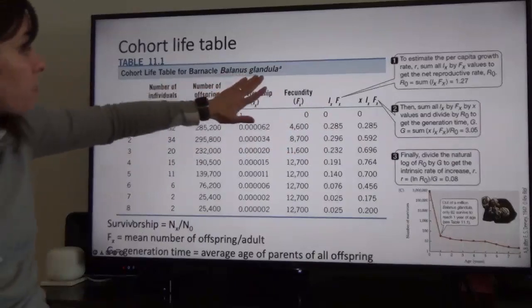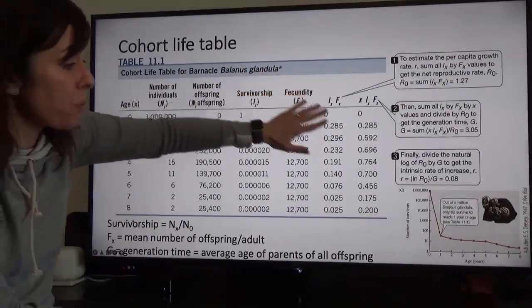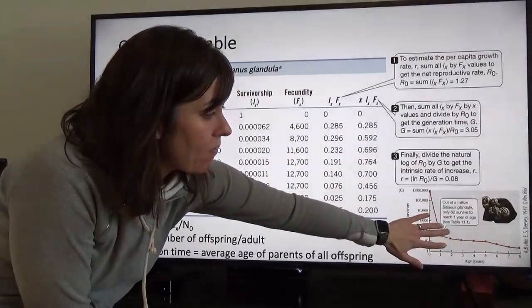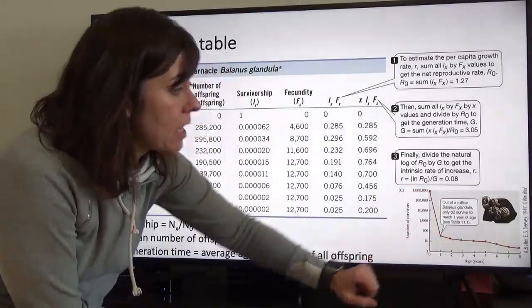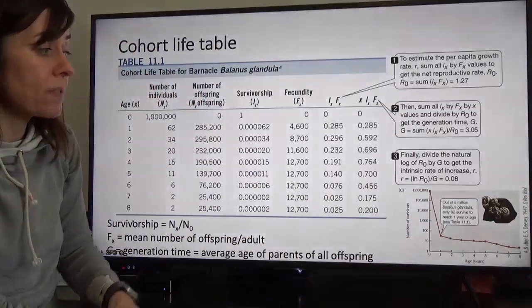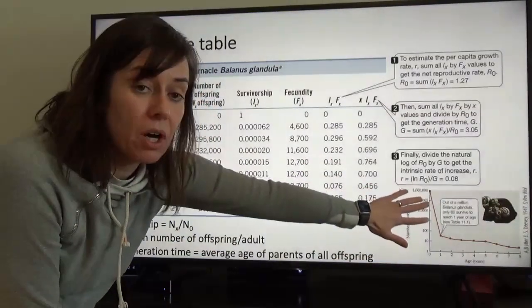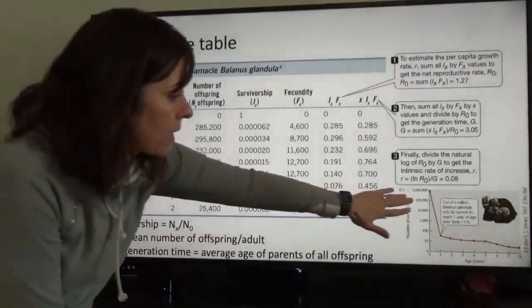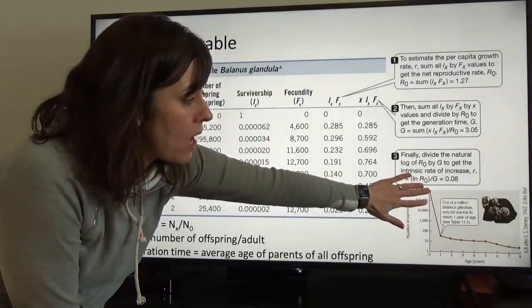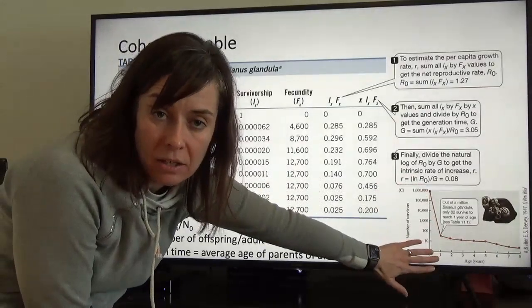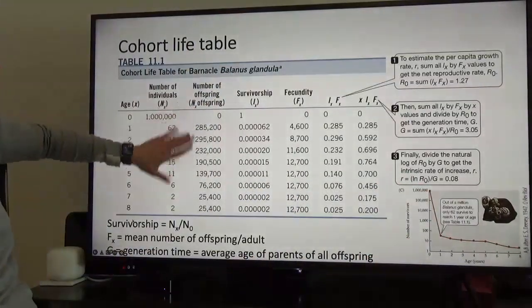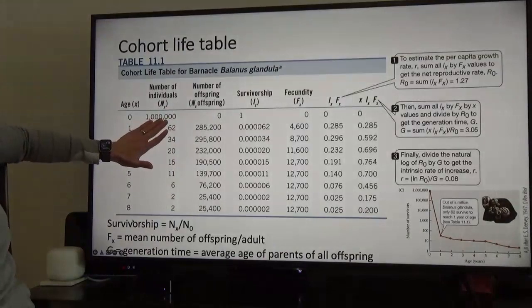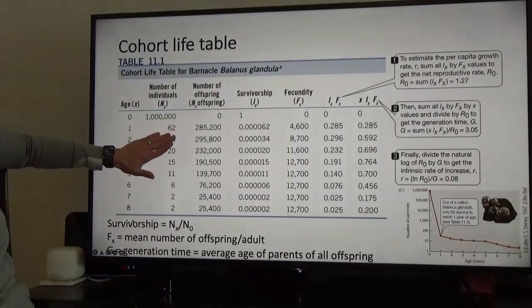This is from your text. This is for Balanus glandula. So if you recall, we had this graph from the survivorship curves, and this is a type 3 survivorship curve, okay, where we have large numbers of offspring produced, but high mortality in those offspring initially. And we see this in this life table. So if we have 1 million individuals produced in time period 1, only 62 of those survive.